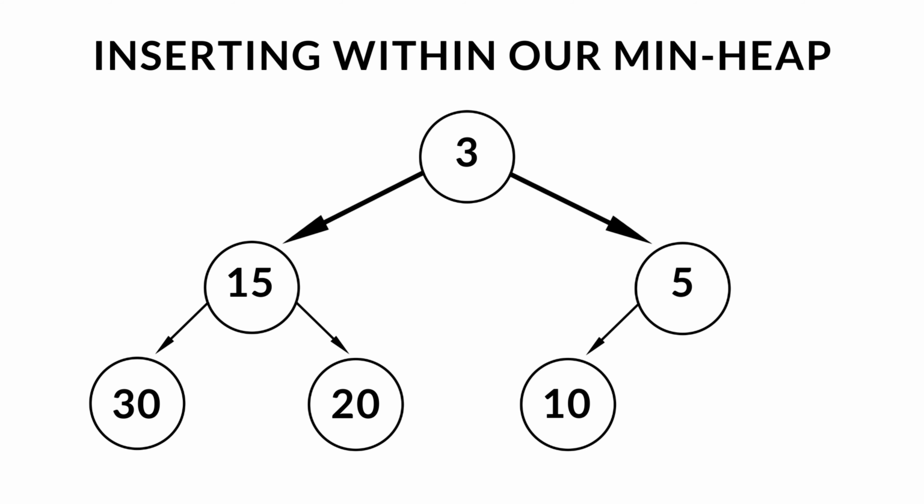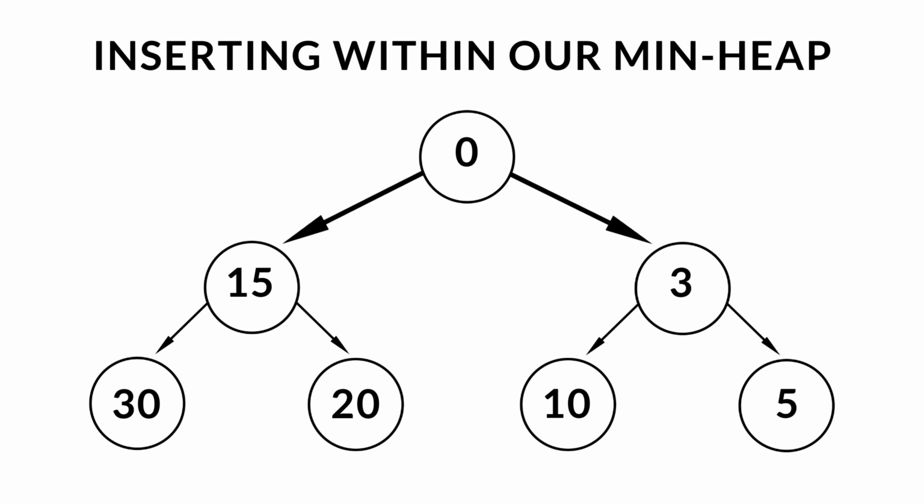Final example, inserting 0 into the heap, we insert at the leftmost position, so it becomes the right child of 5. Heapifying our tree, is 0 less than 5? Yes it is, so we go ahead and swap. Is 0 less than 3? Yes it is, so we swap here as well.